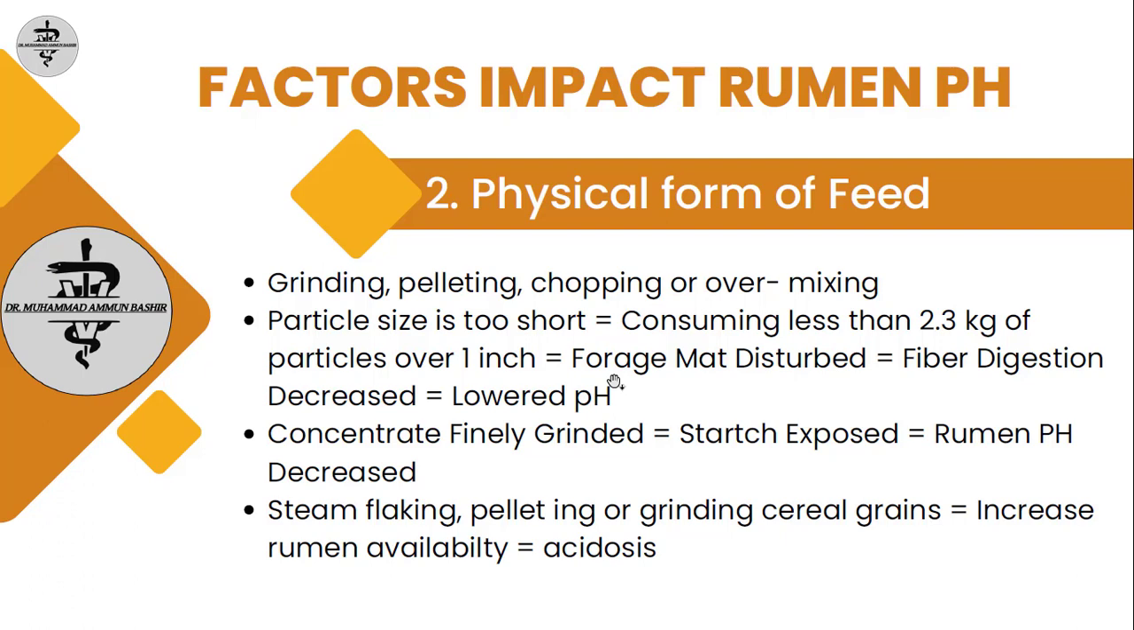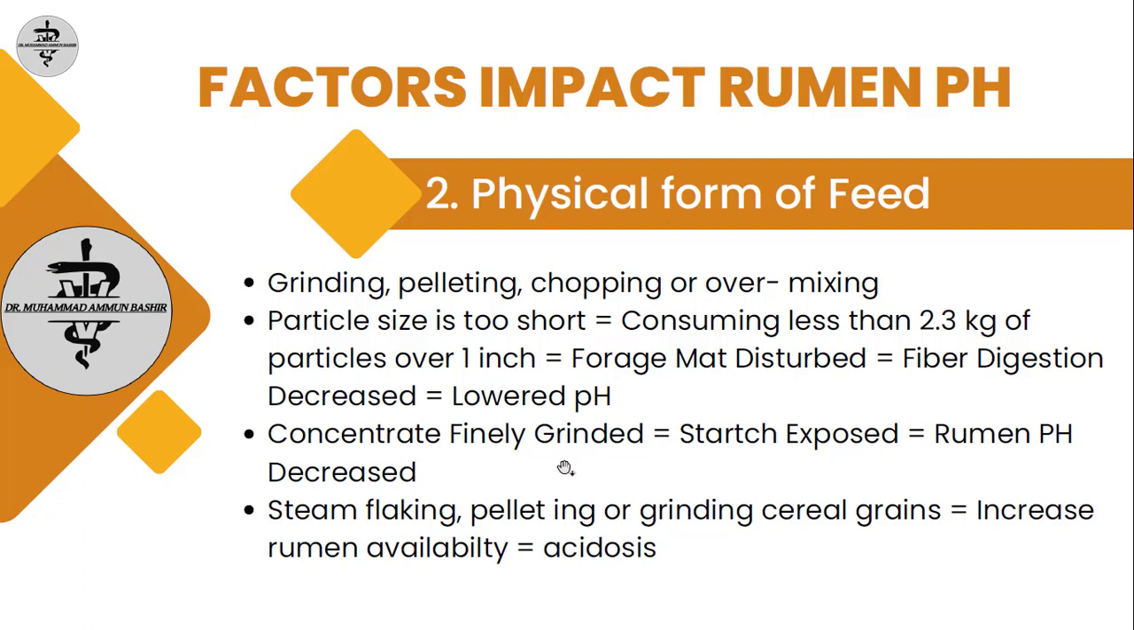But if the particle size is too short, the cow will consume less than 2.5 kg of particles over 1 inch. Then the forage mat will not be made inside the rumen, because there are small particles, and the small particles float on the lower portion of the rumen. The forage mat will not form inside the rumen, then the regurgitation process will not occur. There will not be proper fiber digestion, and ultimately there will be lower pH.